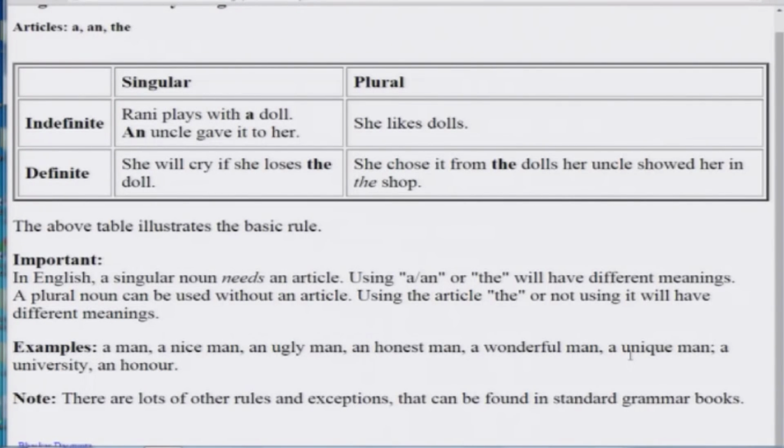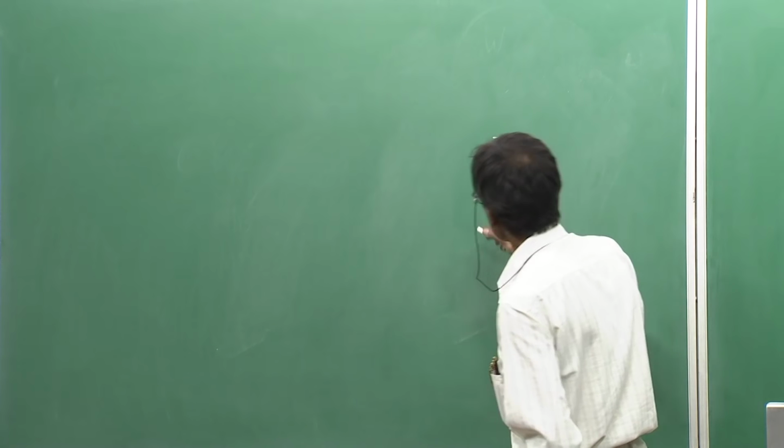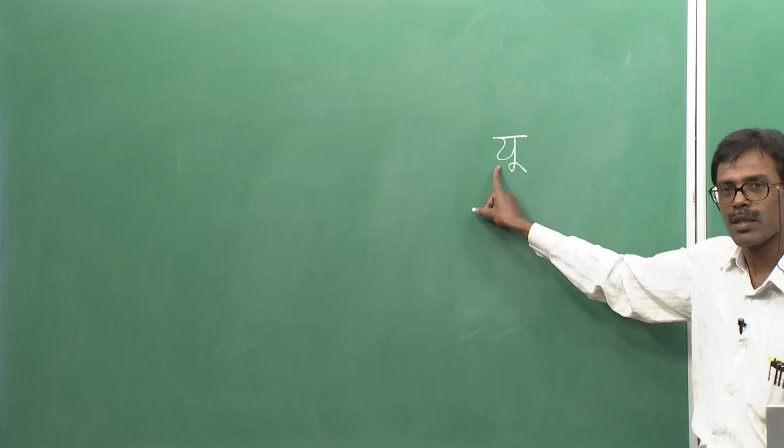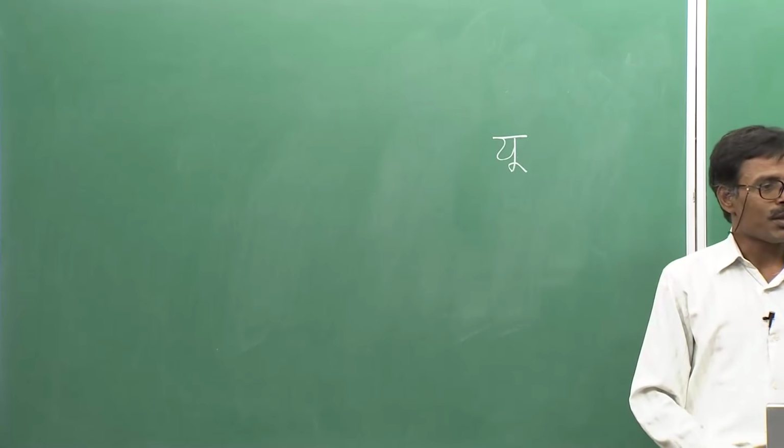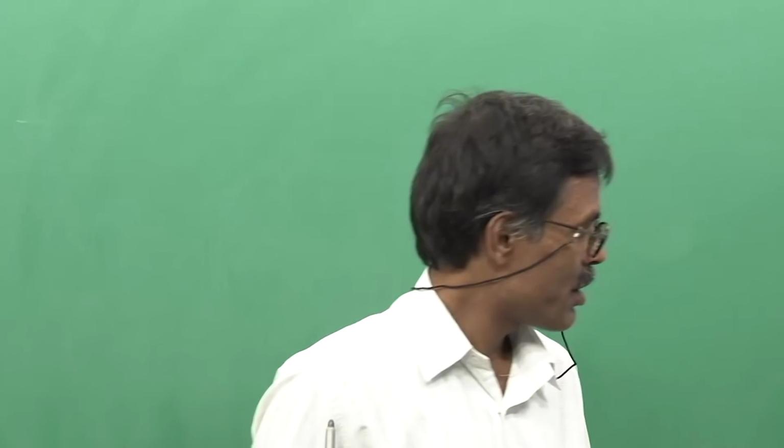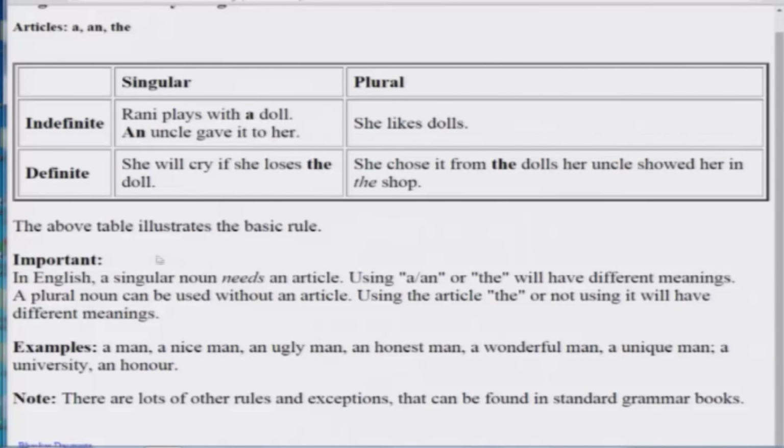Unique. As you write it in Devanagari script, you will find that this ya is a consonant sound. Okay. So as you think in terms of Devanagari script, then you clearly see what is a consonant and what is a vowel. Okay. So similarly, a university, a European. Okay. An honor, because here the sound is a vowel sound. Okay. So these are the main rules of putting a, an, and the.